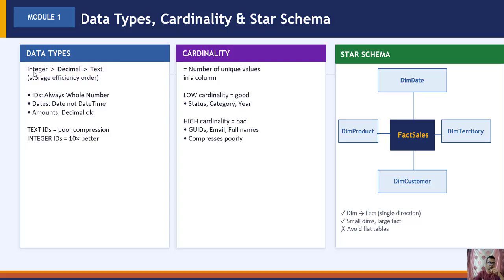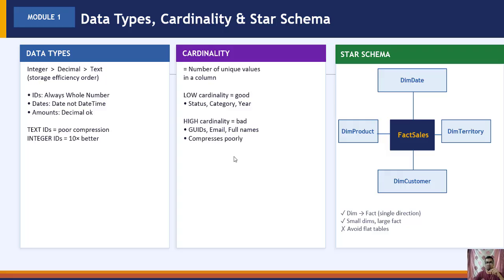Data types, you can see the order. Integer has the best compressibility, then decimal, then text. So wherever possible we need to go with integer and decimal data types. Only for string data which is useful for deriving insights in the report, in those cases we need to go with the text data type. And cardinality.